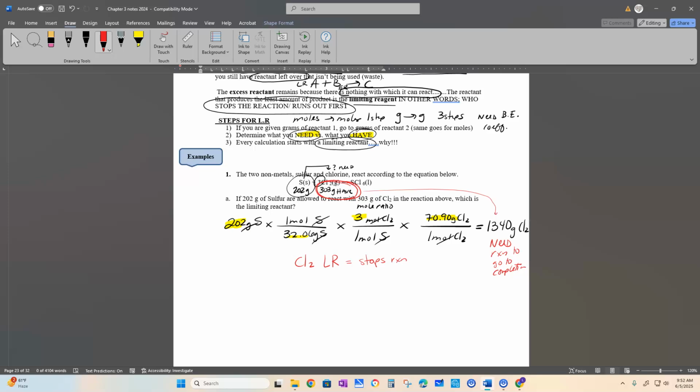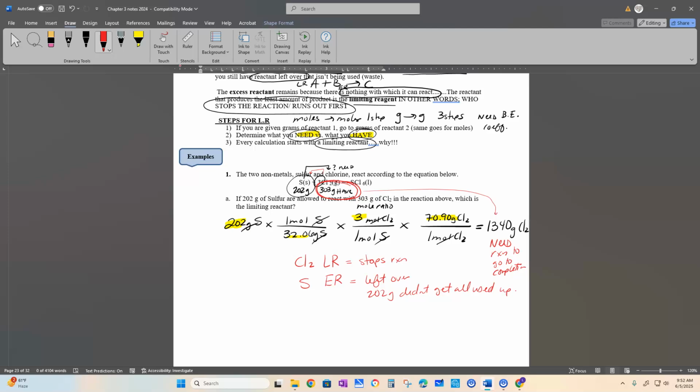Could I have started with chlorine and then go this way to sulfur? Absolutely. You're still going to get the same answer. So that means my sulfur, I have too much. So this excess, I'm going to have left over. So the other part of it is that 202 didn't get all used up. So there's going to be some leftover. How much leftover? Well, I'd have to do some math for that.